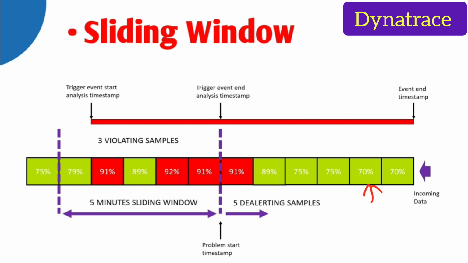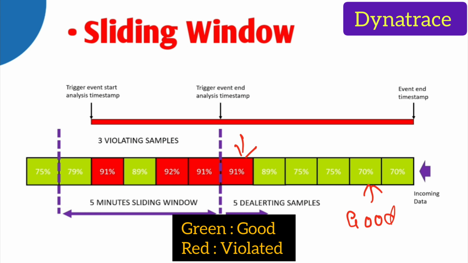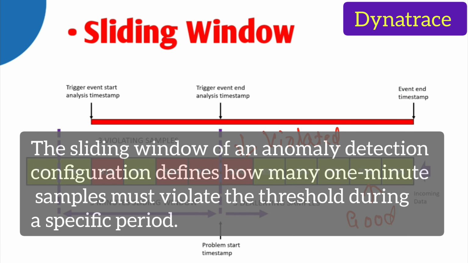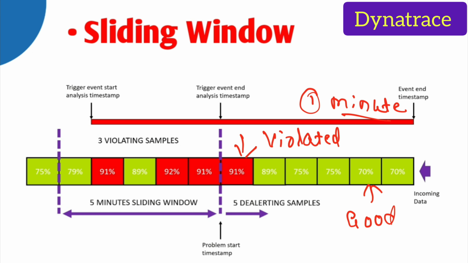Here, green color and red color are highlighted. Green indicates good, red indicates violated. Then the sliding window definition we can give in this way. The sliding window of anomaly detection defines how many 1 minute samples must violate the thresholds during a specific time period.